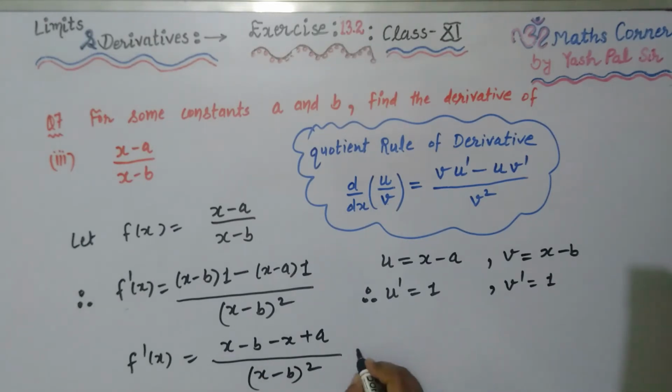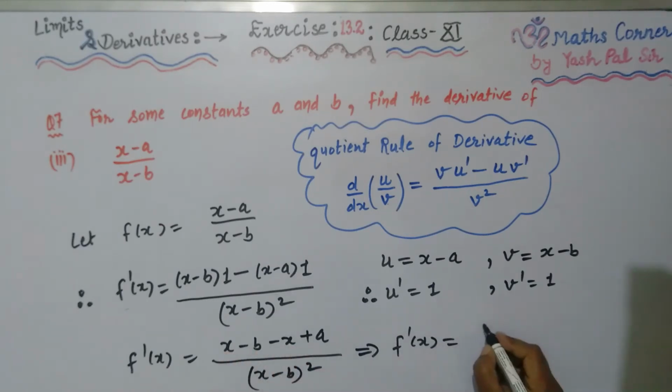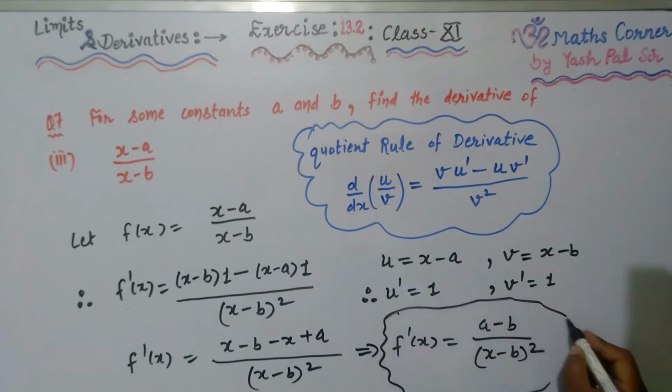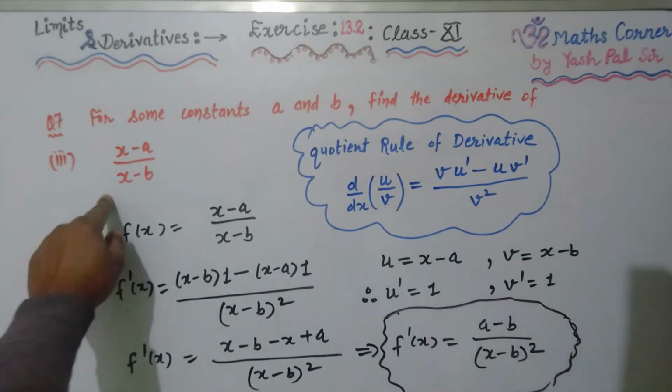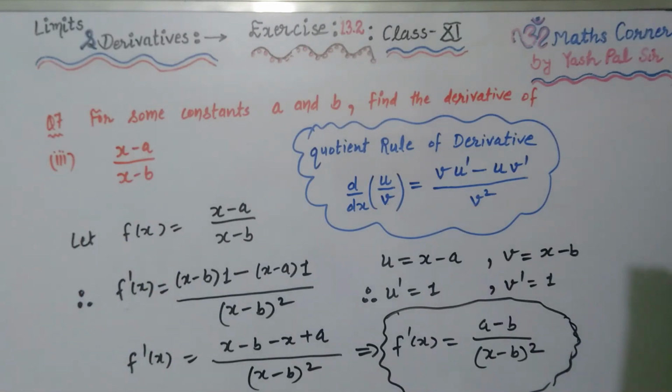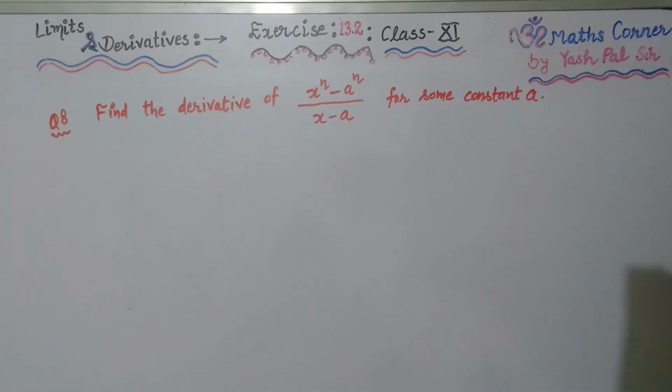So the final conclusion is f dash x is equal to, x and x cancelled, (a minus b) divided by (x minus b) whole square. So this is the answer, this is the derivative of the given function. Now next question. Question number 8.